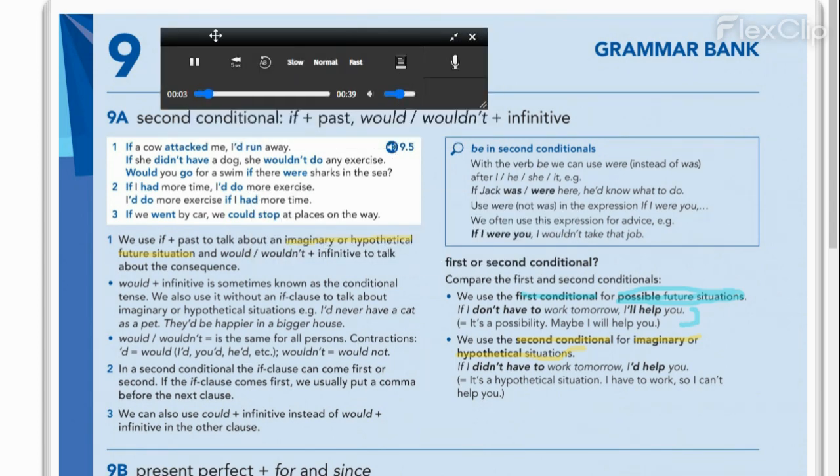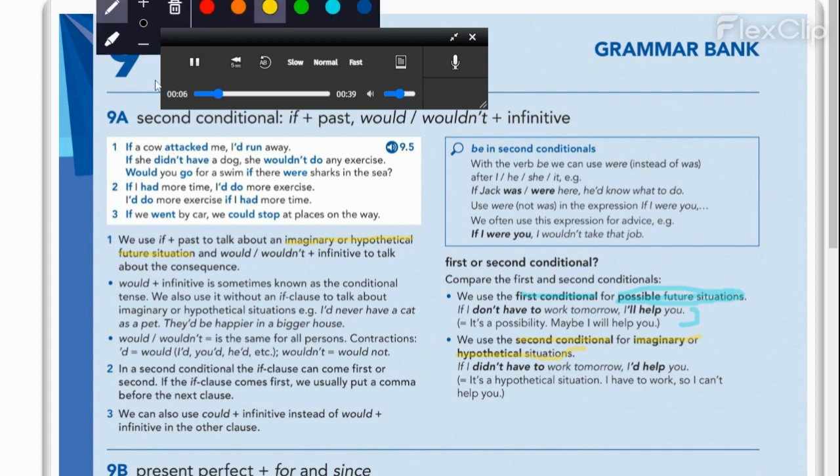1. If a cow attacked me, I'd run away. If she didn't have a dog, she wouldn't do any exercise. Would you go for a swim if there were sharks in the sea?